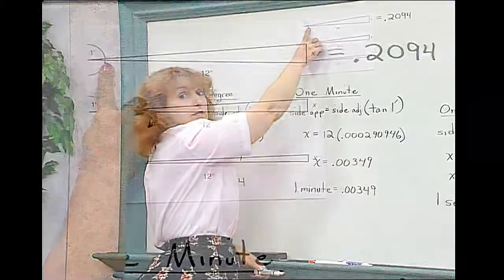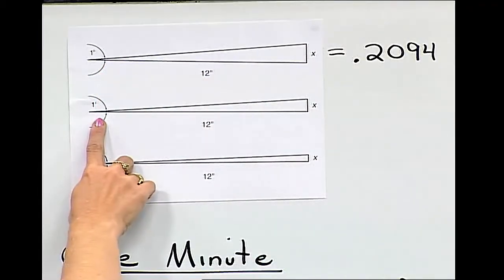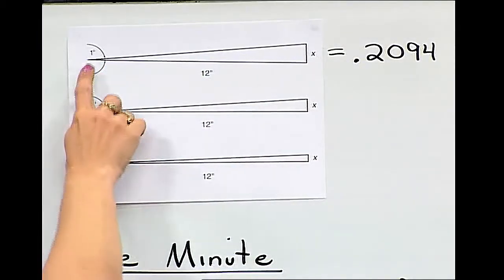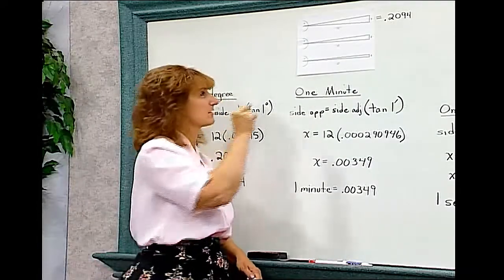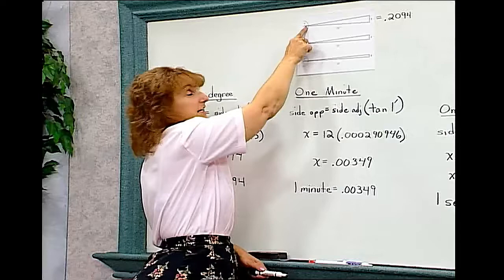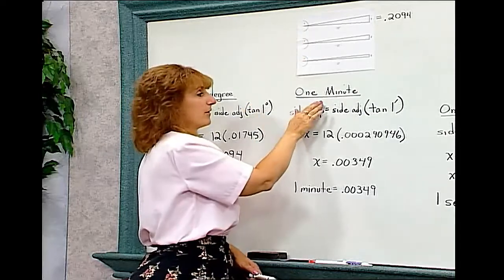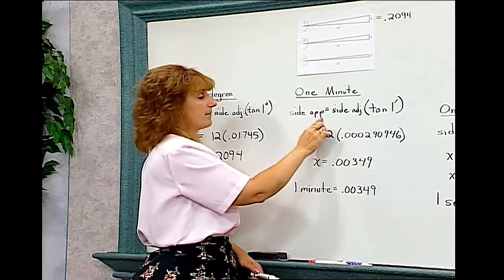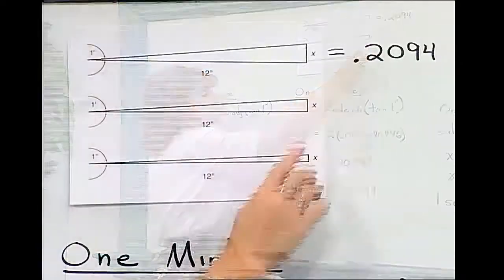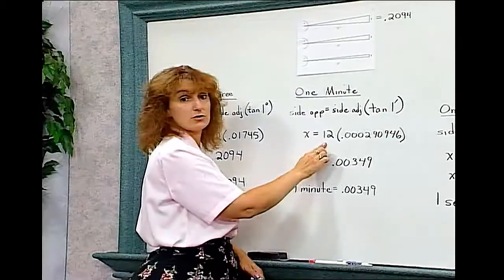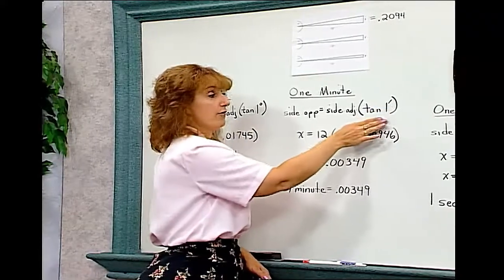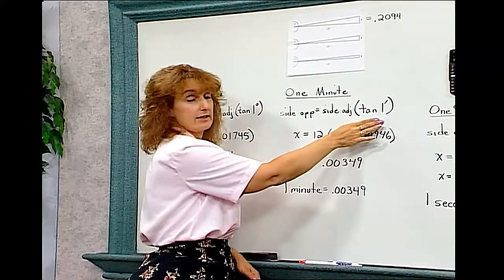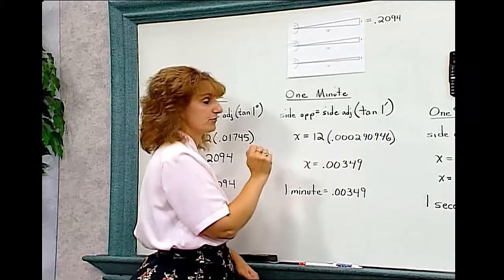Now remember, when we go from 1 degree to 1 minute, we have actually taken this degree and split it into 60 equal parts. So this is 1/60th of this. When we look at 1 minute, our side opposite is our missing side still. Our adjacent side is still 12, but I need the tangent of 1 minute. Remember that before I can put that in the calculator, I need to change it to decimal degrees.